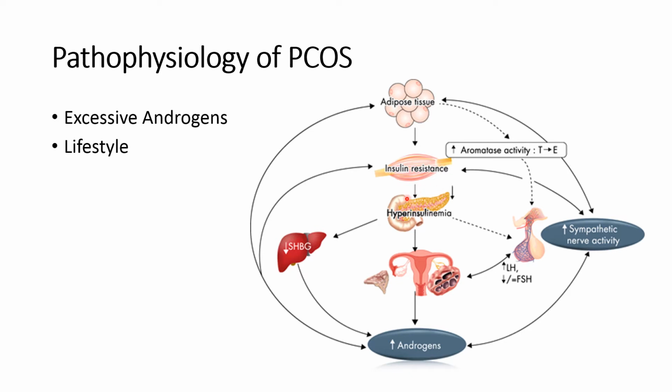Hyperinsulinemia means the insulin concentration in the blood increases above normal. This hyperinsulinemia affects the ovaries and causes the thecal cells to make more androgen. The thecal cells respond more to LH, and they produce more androgens. So the androgen level becomes high in the body. This is a positive feedback mechanism. Obesity causes insulin resistance, insulin resistance causes hyperinsulinemia, and hyperinsulinemia causes thecal cells to make more androgens.